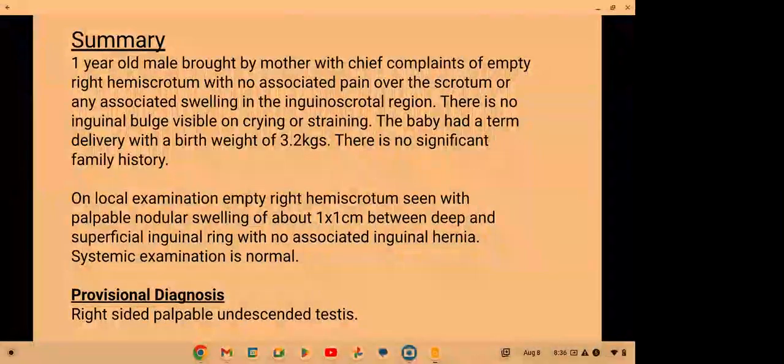So tell us about the operative management. You have found swelling in the inguinoscrotal region. So will you still go for diagnostic laparoscopy, or which approach will you use? Ma'am, once we have confirmed the presence of the testis in the inguinal region, we'll proceed with an open orchidopexy on the right side.